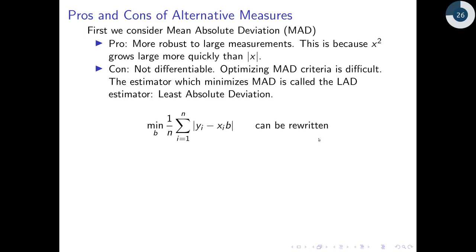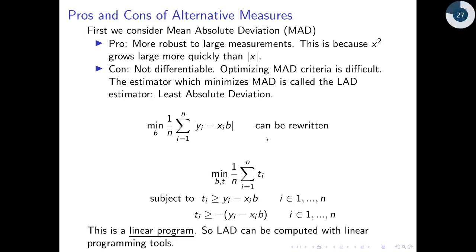We can rewrite this objective function as a linear program. Here's how we'll do it. If you haven't seen this trick, it's actually pretty cool. And this trick applies when you are minimizing some function of absolute values. So we have a linear function of b in here, and then we have absolute values. And so what I'm going to do is introduce this new dummy variable t.